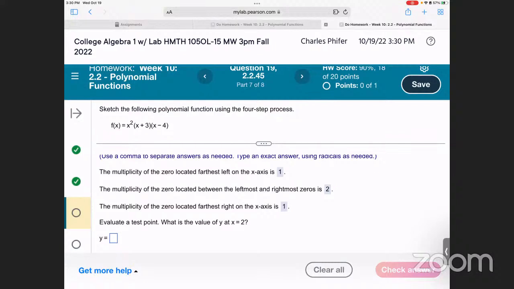Evaluate a test point. What's the value of y when x is 2? So that's going to be 4 times 5, which is 20, times -2, which is -40.